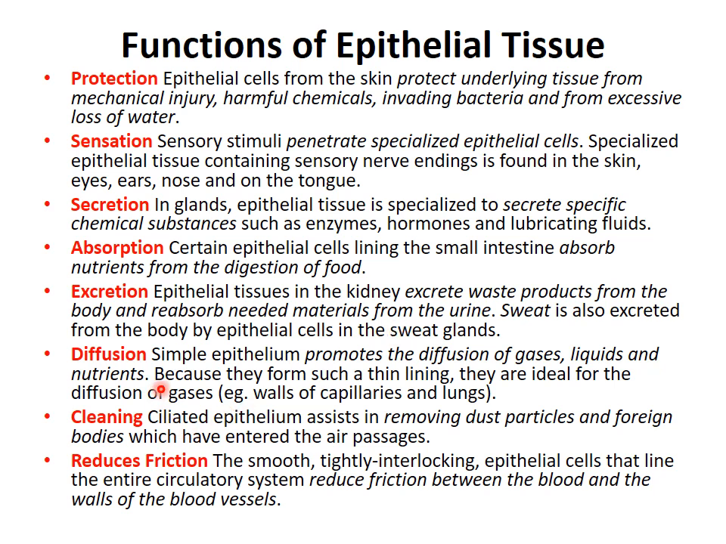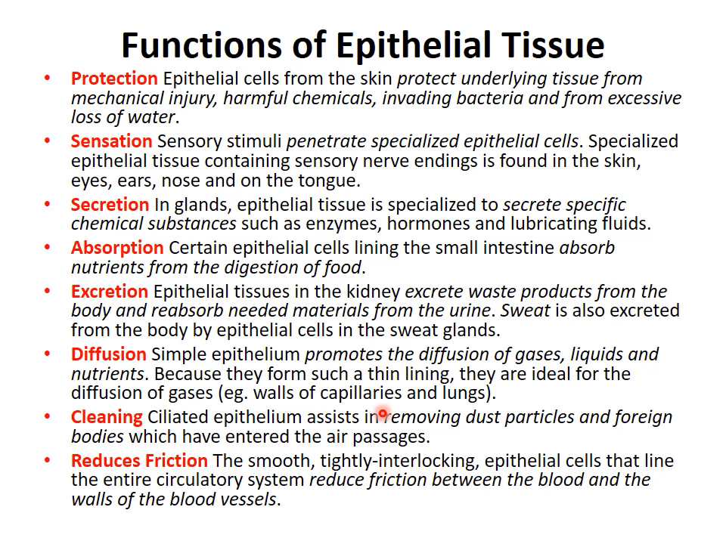Then the diffusion. The simple epithelium promotes the diffusion of gases, liquids, and nutrients, because they form such a thin lining that they are ideal for the diffusion of gases. For example, the walls of the capillaries and the lungs. Then the ciliated epithelium is responsible for removing the dust particles and foreign bodies which have entered into the air passages. So it protects the air passages also.